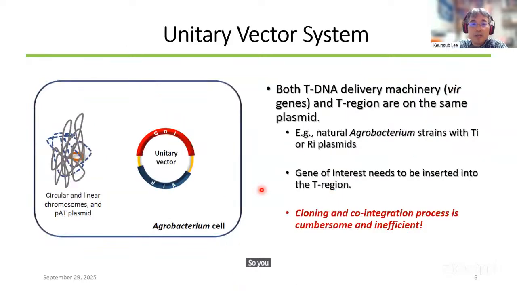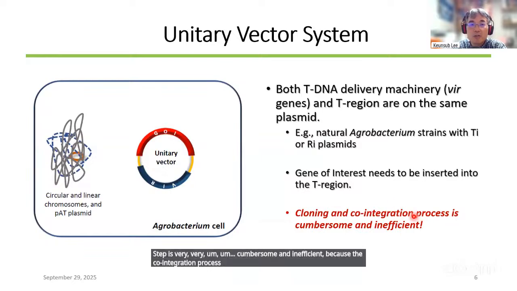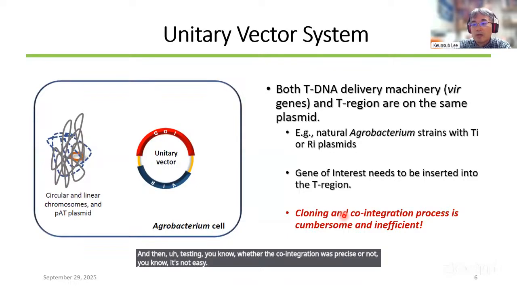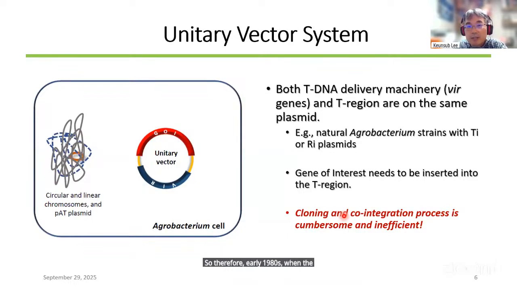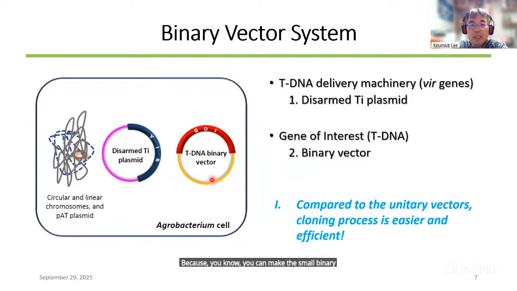So the unitary vector system is a natural system, but as I already mentioned, the cloning step is very, very cumbersome and inefficient, because the co-integration process usually relies on antibiotic selections and then testing whether the co-integration was precise or not, which is not easy. So therefore, in the early 1980s, when the binary vector system came out, it became immediately popular, because you can make a small binary vector, which is easy to manipulate, and then you can put on a different origin of replication or copy number so that you can have a higher copy number that may enhance the transformation efficiency. So compared to the unitary vector system, this is definitely much more amenable and easy to manipulate.